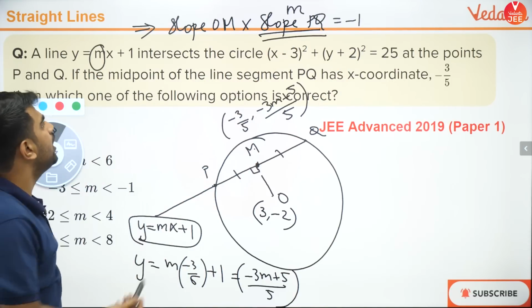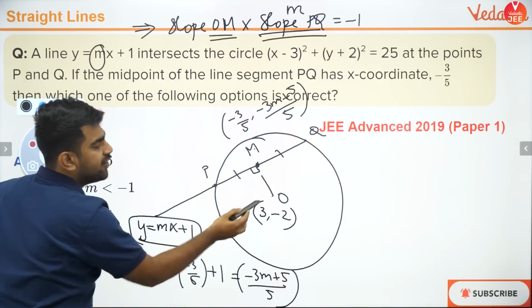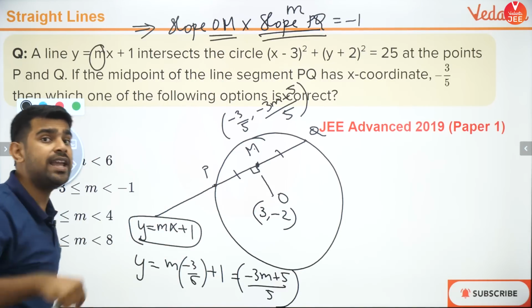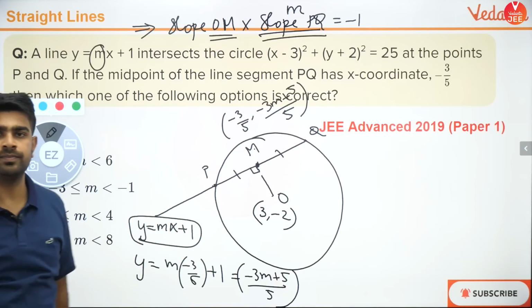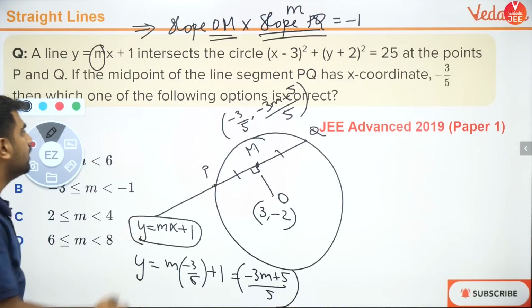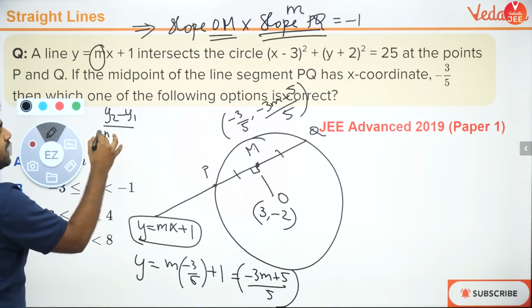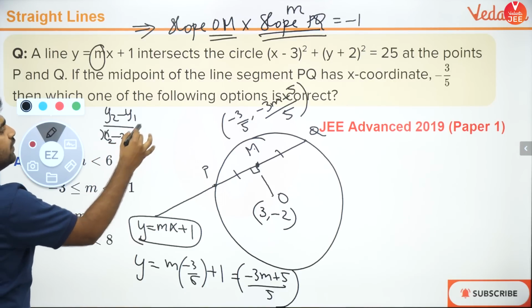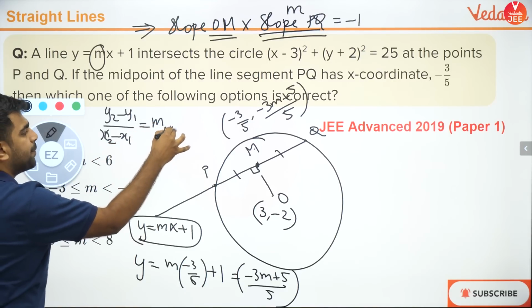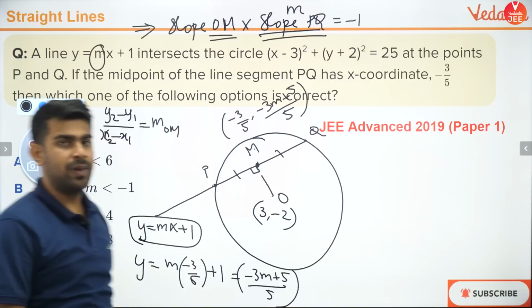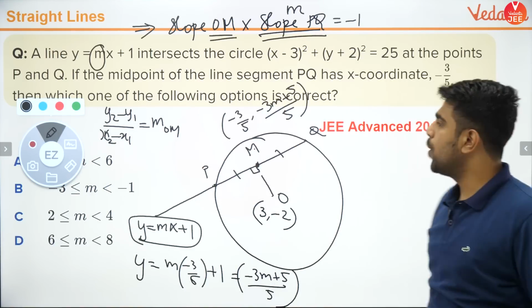But wait a minute. How do I get the slope of OM? I will get the slope of OM only if this point is known. Only then can I use the formula, right? What is the formula I'm going to use? y2 minus y1 by x2 minus x1 will be my slope of OM. So let's use this formula and find the slope of OM.